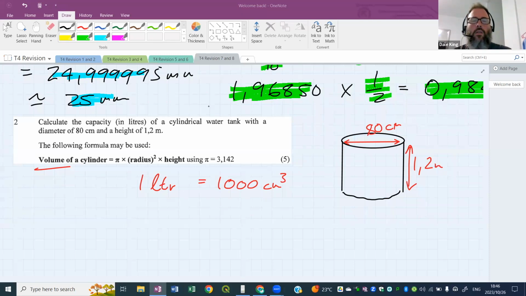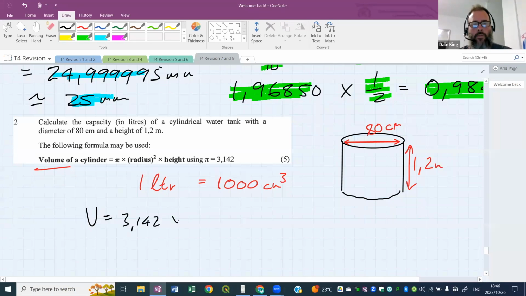Mohammed? Sir. Yeah. So we're going to basically use the volume formula. So 3.142 times radius, the diameter is 80, so it's going to be 40 centimeters squared times height. What's the height? 1.2 meters.